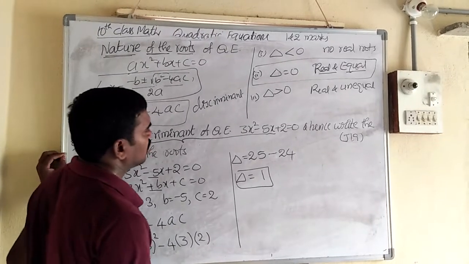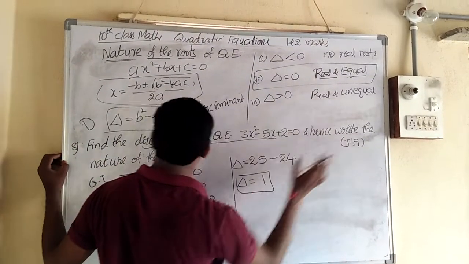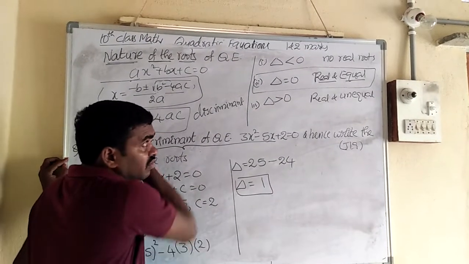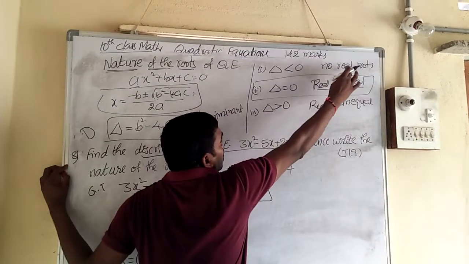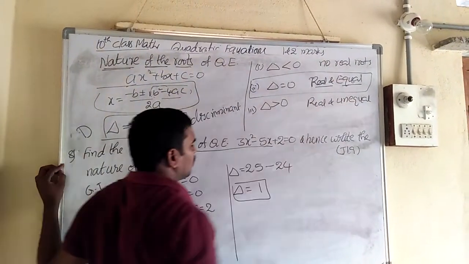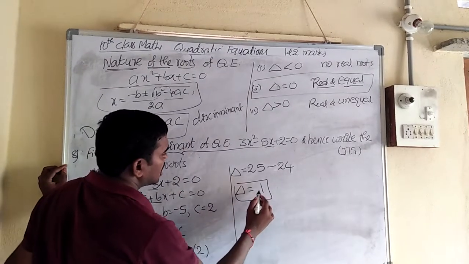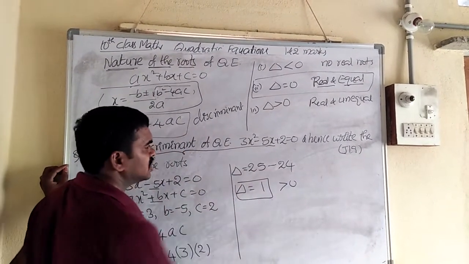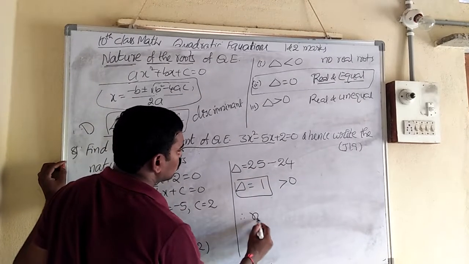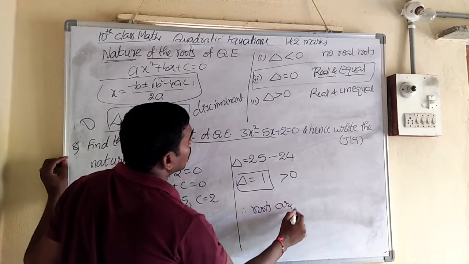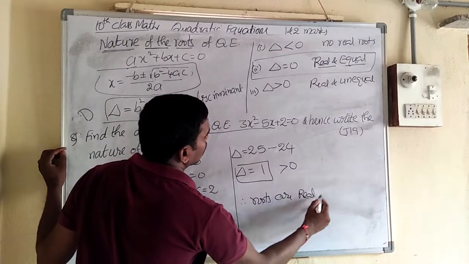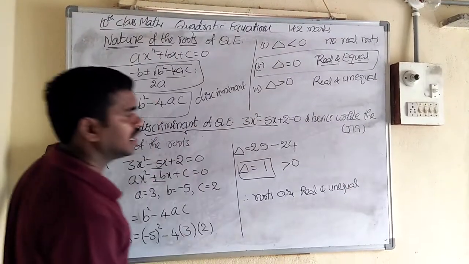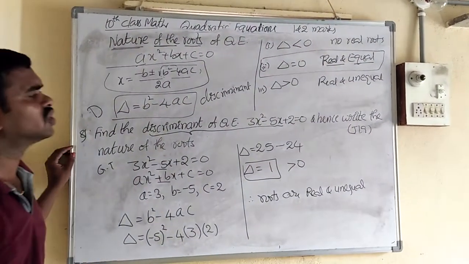This is over. What is next? Hence write the nature of the roots. Roots will be real or equal or unequal. Here the delta value is 1, that is greater than 0. Therefore the roots are real and unequal. This is the solution.